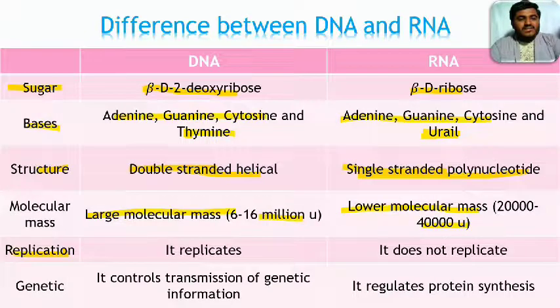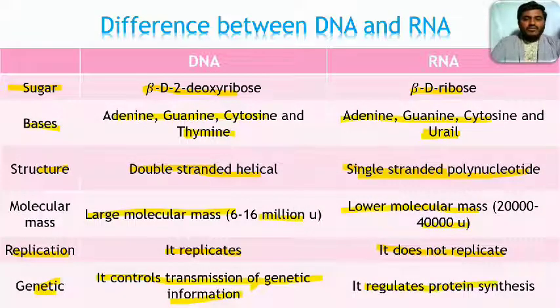So replication is nothing but doubling its nature. So DNA has replication capacity, but RNA does not have replication capacity. Next one, regarding genetic information. So it controls transmission of genetic information. Which one? DNA. But RNA does not control it, it just regulates the protein synthesis. I hope you understood, guys. So this is regarding the difference between DNA and RNA.